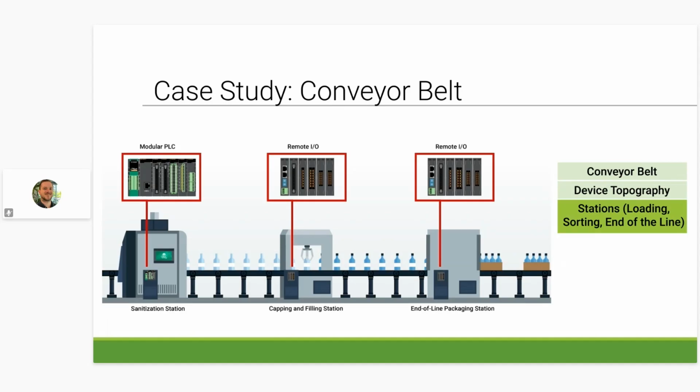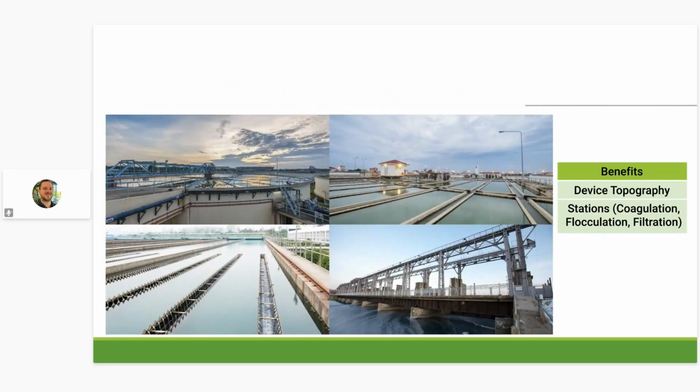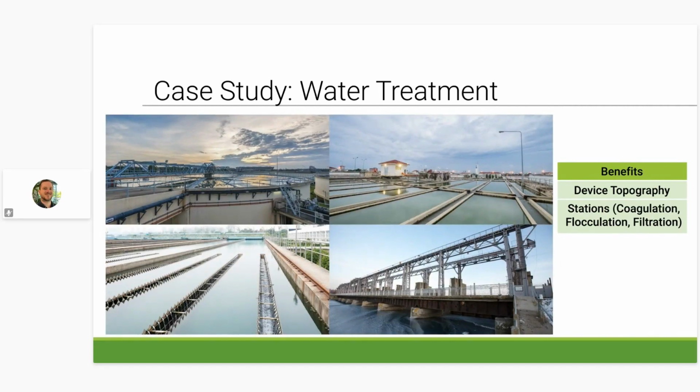In a real-world application with the use of remote I/O, this application could stretch all throughout a massive facility and still be able to cover all essential stations necessary to the bottling procedure, in a cost-effective manner. The next case study that we will look at as an example of remote I/O usage will be a water treatment plant.